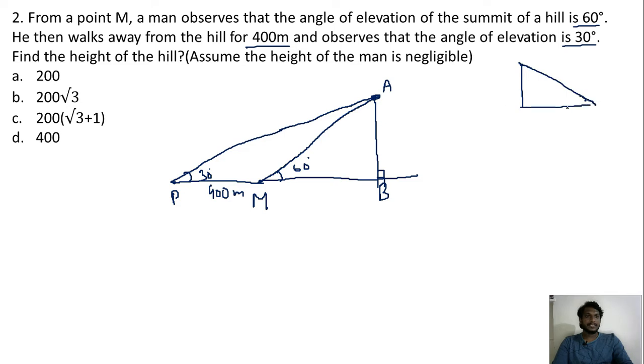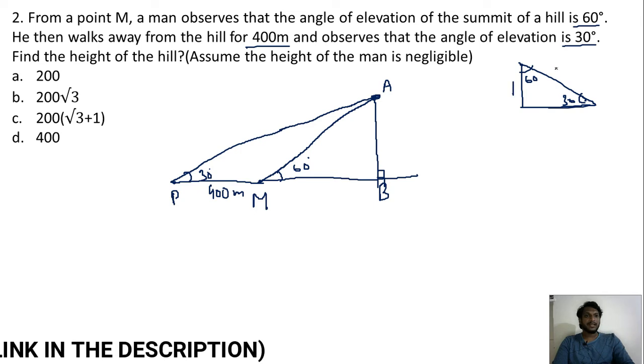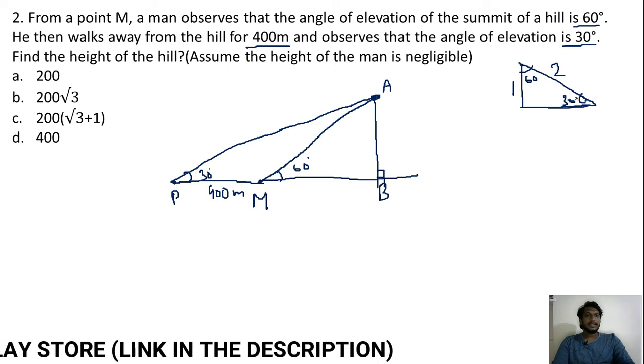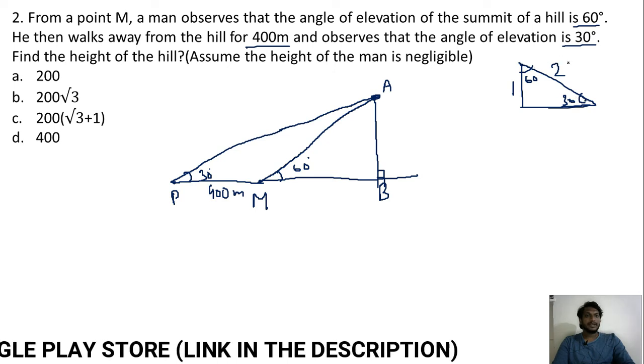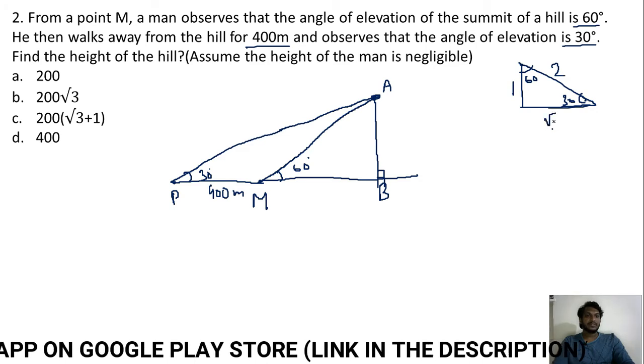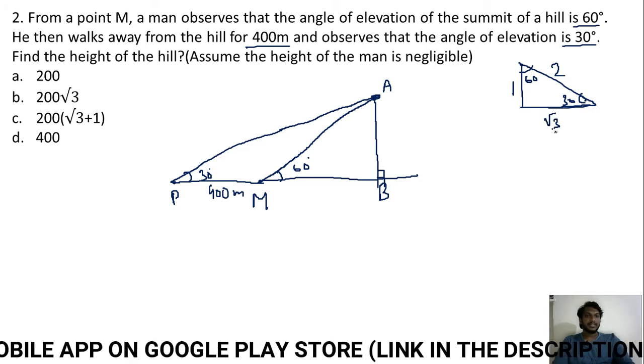If this is the triangle, this angle is 30 degrees and this angle is 60 degrees. See, you have sine 30 as 1 by 2, that is sine theta is opposite by hypotenuse, so this will be 1 and this will be 2. Similarly, cos 30 is root 3 by 2, here adjacent side by hypotenuse, so this length will be root 3.